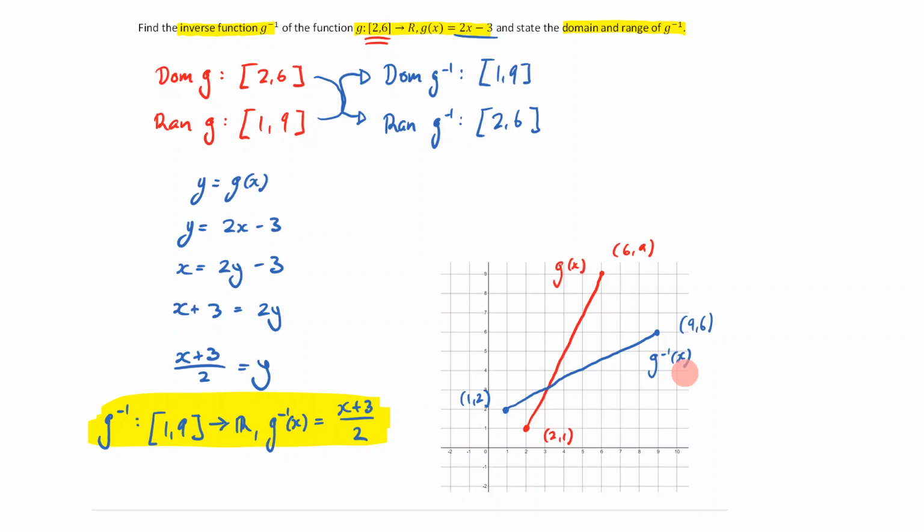Hopefully you can see that this has been reflected across y is equal to x. So if I was to draw y is equal to x here, you don't have to do this, but I'm just going to do it just for fun. It's been reflected in y equals x. But the real thing that you need to take note of for this question are these endpoints and the fact that our domain and range has switched, which is very important. And finally, if the original function has a restricted domain, that means your final answer of the inverse also has to have a restricted domain. Hopefully you have found this question manageable.